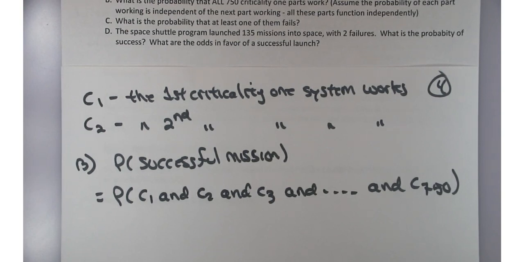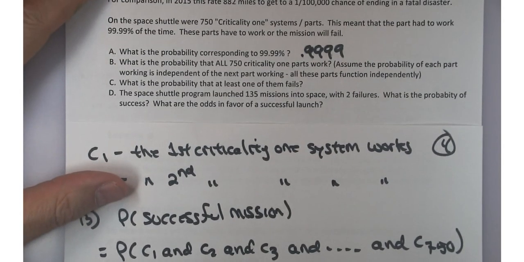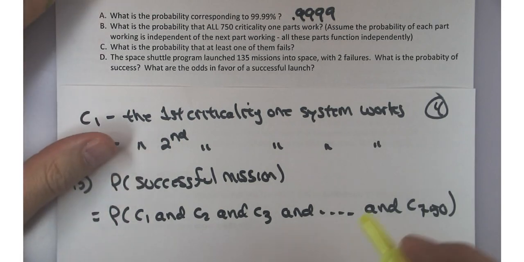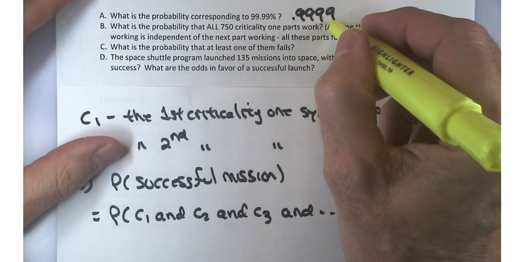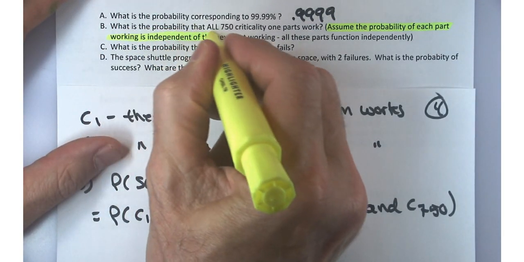Now here's the probability stuff. How am I going to calculate that probability? What is there that can help me calculate that probability? Does anyone see anything in the statement of the problem that might be useful? The 750? Wow, well done. They're independent.